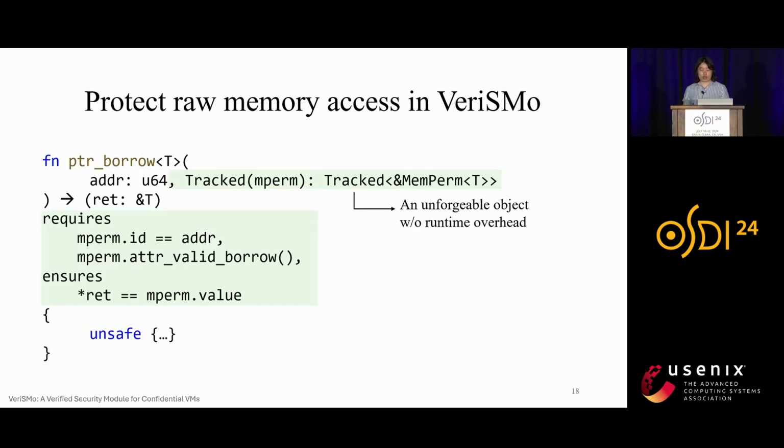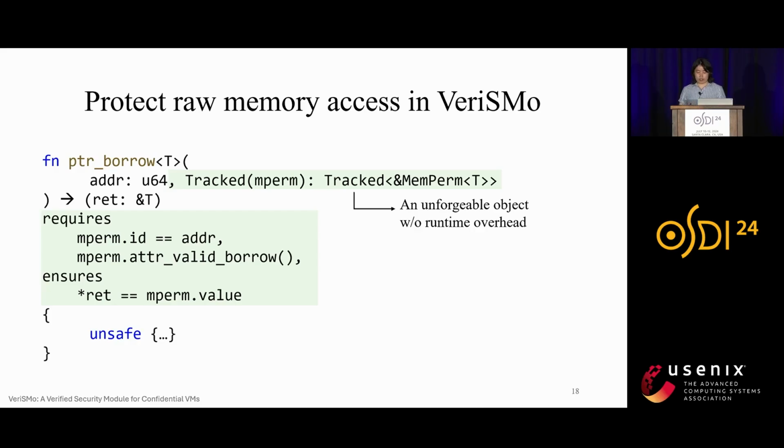And utilizing the tracked memory permission, we can pass a tracked permission reference to this function. And this tracked permission we use here is an unforgeable object without any runtime overhead and will be erased at compilation time after verification. And we can define the precondition to check whether the code has the correct ownership for this memory block and whether this memory is in the correct state that you can safely borrow the reference.